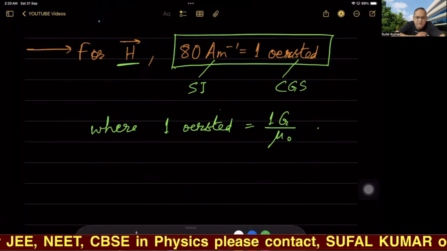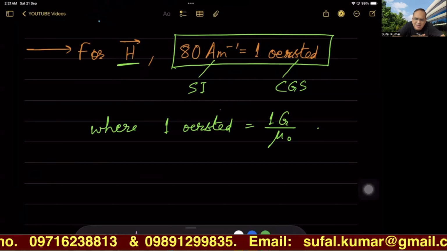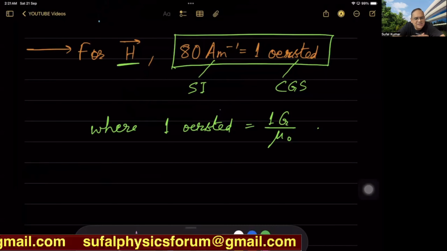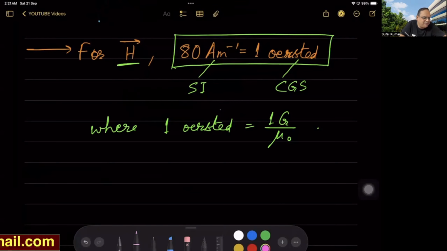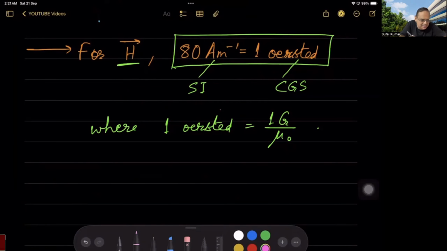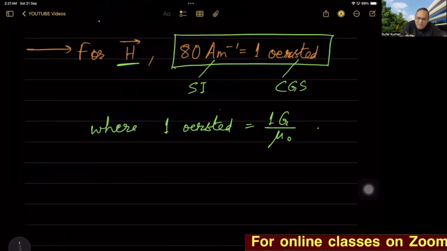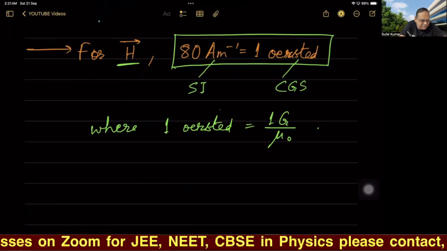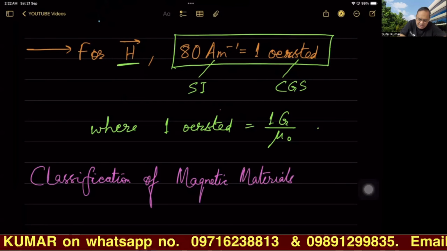So our next topic would be Curie's law in magnetism. But for studying Curie's law, we first need some introductory knowledge related to classification of magnetic materials. That is, magnetic materials are of three types, basically diamagnetic, paramagnetic, and ferromagnetic. So we must have a basic and primary definition for these three. Let's first do the classification of magnetic materials.